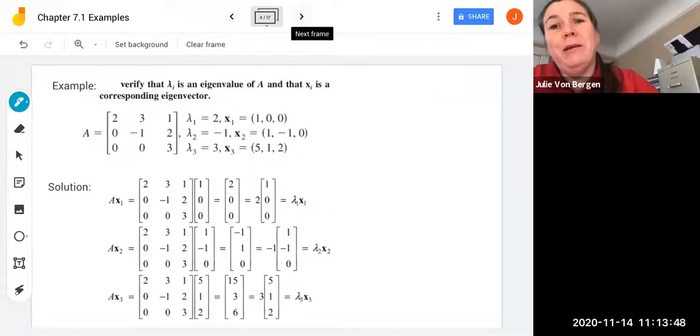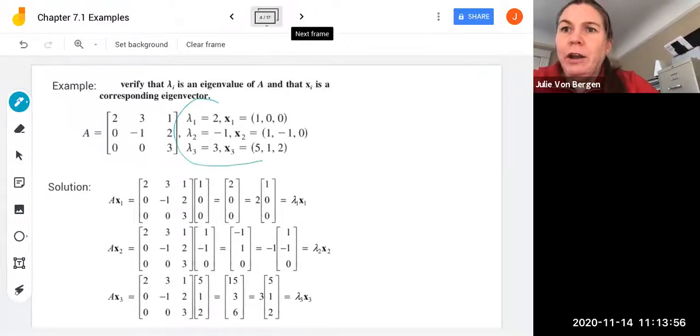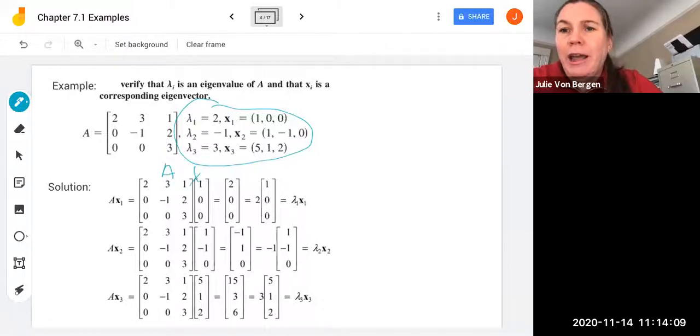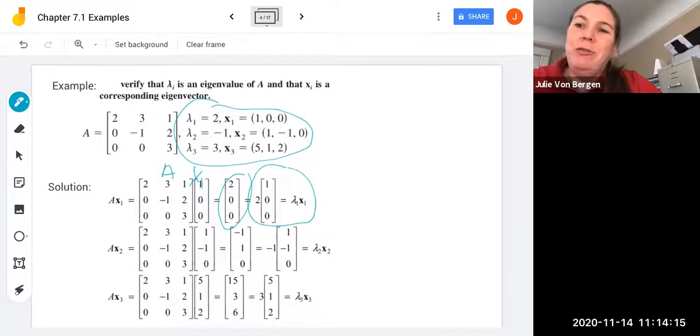So let's look at another example in a 3 by 3 matrix situation. We're going to verify that lambda 1, lambda 2, and lambda 3 here are eigenvalues of A, and that x1, x2, and x3 are the corresponding eigenvectors. So our first calculation here is we do matrix A times x1, and then we get this vector (2, 0, 0), and we see, oh yeah, we can factor the 2 out, and so that gives us lambda 1 multiplied by vector x1.